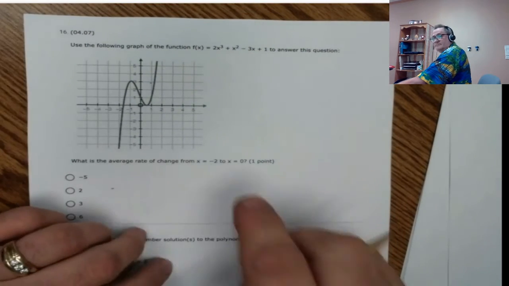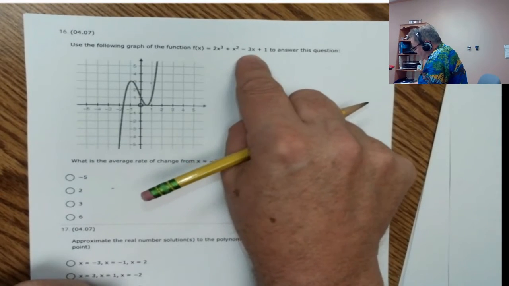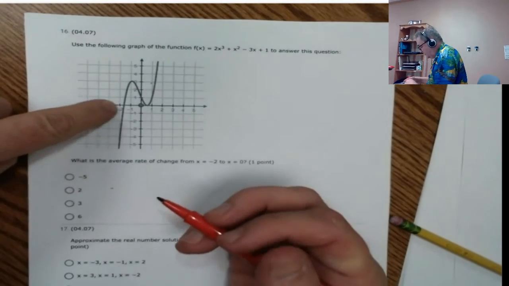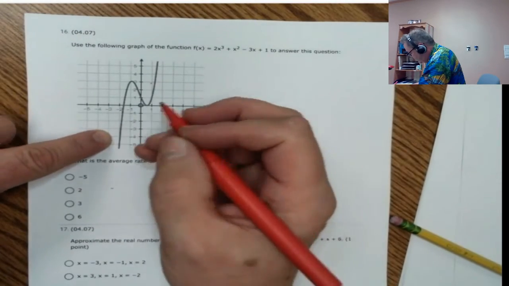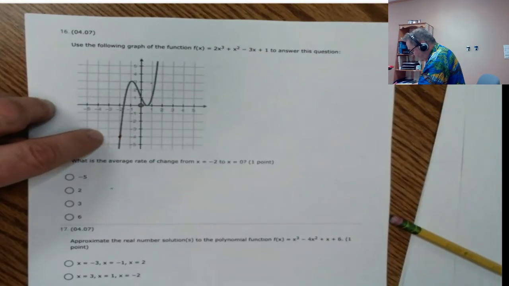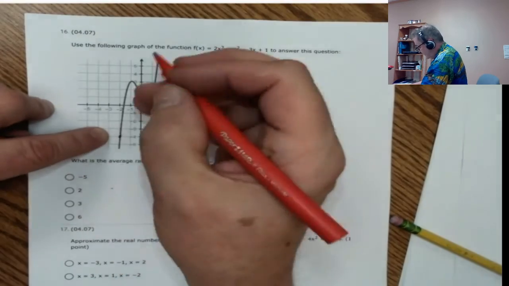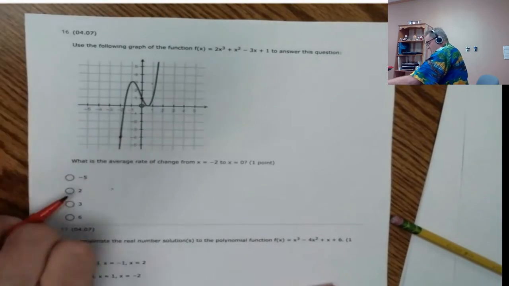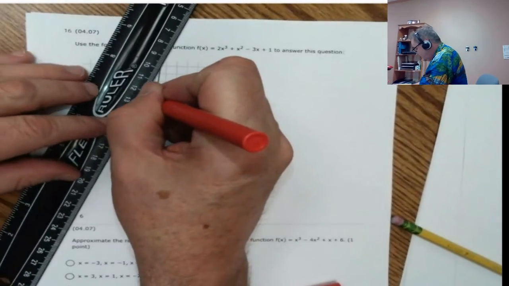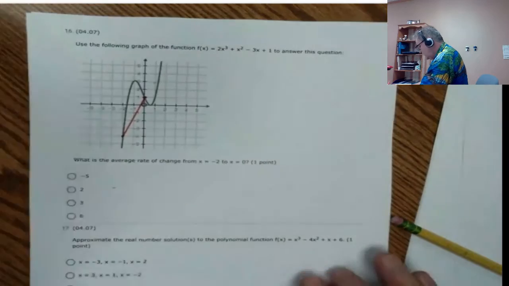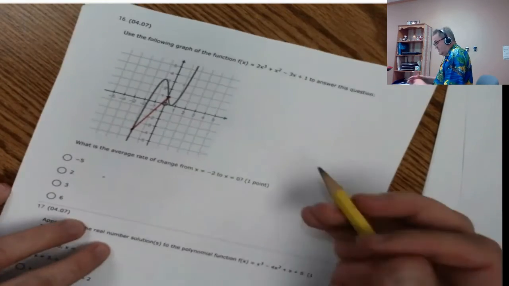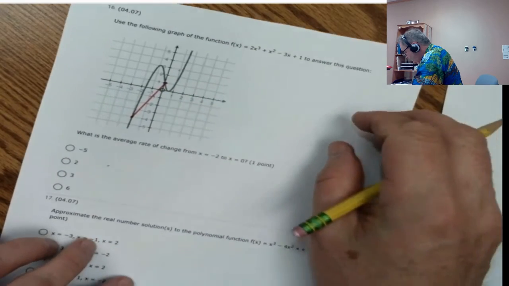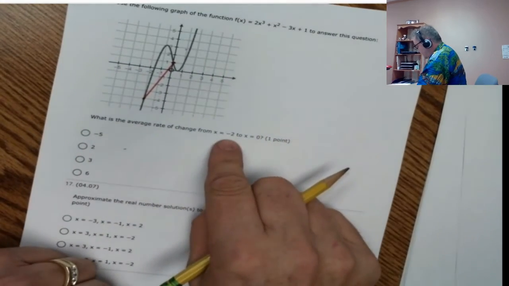All right. Use the following graph of the function f of x equals 2x to the third plus x squared minus 3x plus 1 to answer this. Average rate of change again. All right, from x equals negative 2. So at negative 2, looks like it's down here at negative 4. And at x equals 0, it's right there. So I want to know what is the slope or average rate of change of that line right there. The slope? Rise over run. 1, 2, 3, 4, 5. 1, 2. Average rate of change.